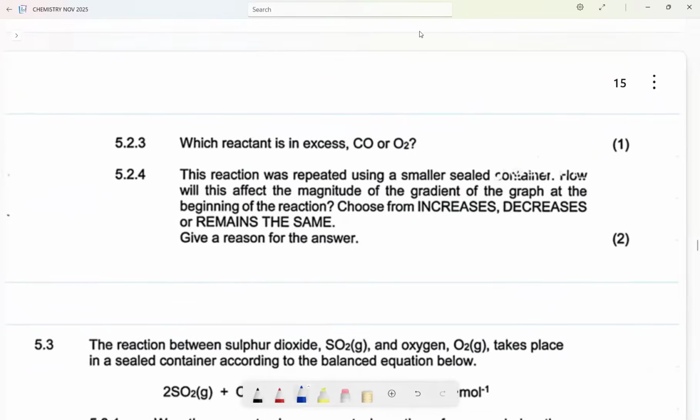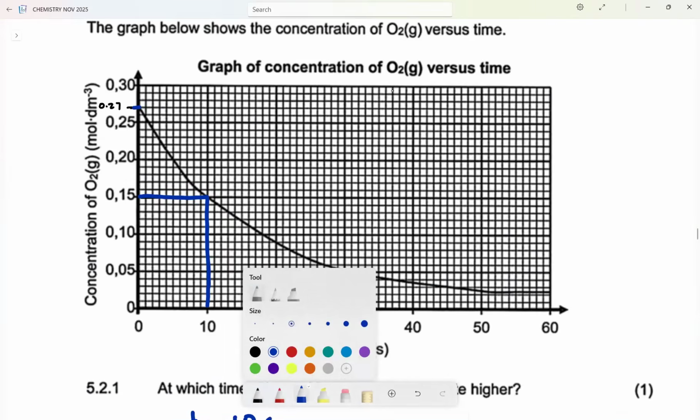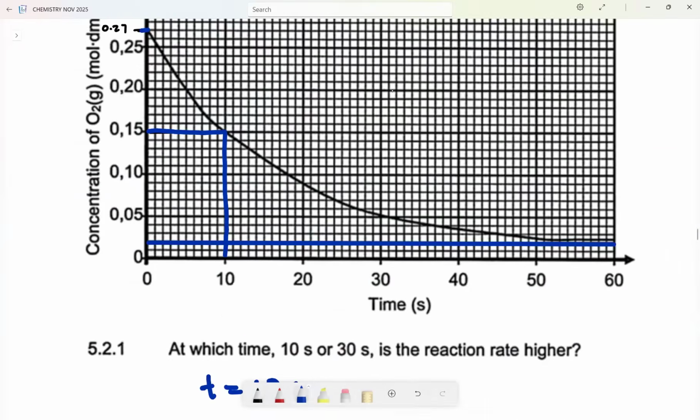Which reactant is in excess? Can we see that O2 here? O2 here becomes complete. It reaches equilibrium, or now its reactant is finished. Can you see from this portion here, its concentration no longer changes, from approximately 52 all the way here? Now the gradient does not change. So it tells you that it reaches completion. So it means O2 is a limiting reagent.